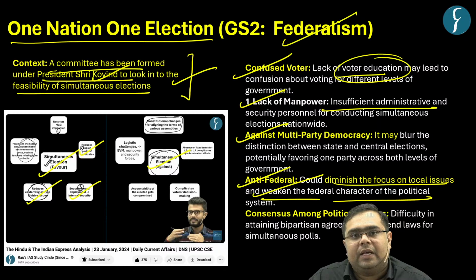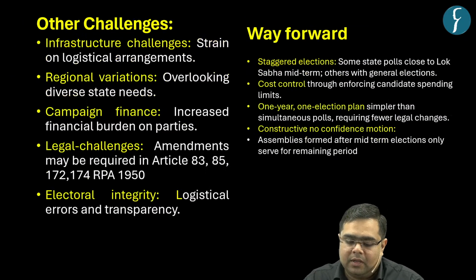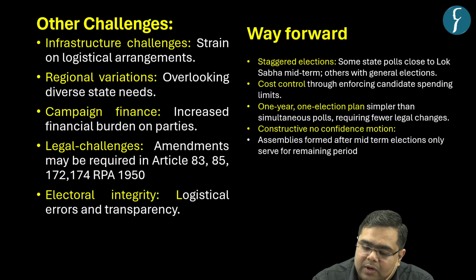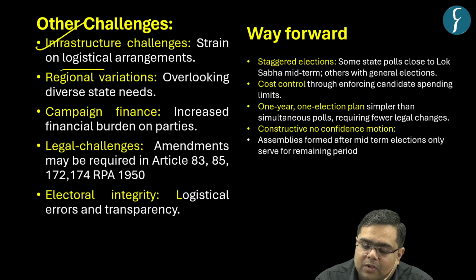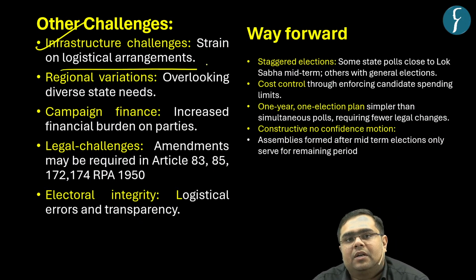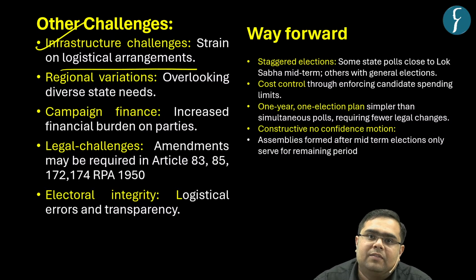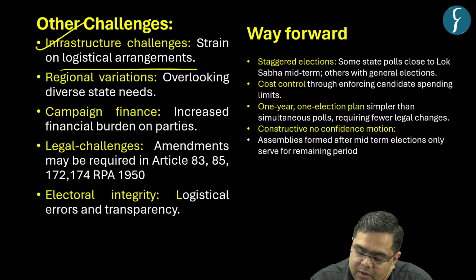Then there should be a consensus among political parties, which right now is lacking. Other challenges include infrastructural challenges, as we have already discussed the logistical challenges, right? Strain on logistical arrangements, not just in the context of paramilitary forces, but also in the context of EVMs and the ancillary staff that is used by the Election Commission of India.